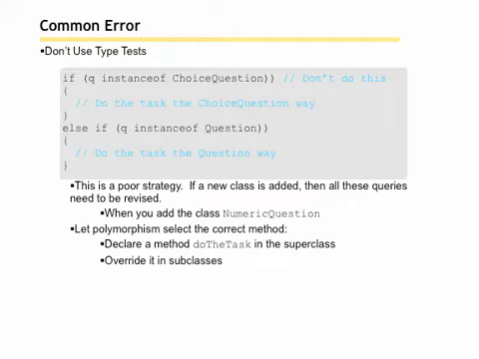Similarly, if we updated the questions that we were using, the class questions that we were using with this, that would present a problem. So we want to let polymorphism use the correct method. If we declare doTheTask in the superclass, then we can override it in the subclasses, and we can just use a loop, and we don't even need to ask if they're instances of the subclasses, because we won't need to do the downcast.